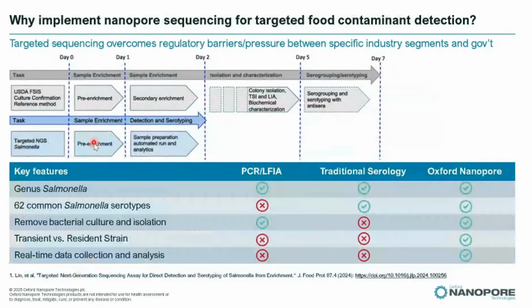So why implement nanopore sequencing for targeted food pathogen detection? So these are some of the advantages of it. Basically, we can accurately determine the identity, and we are able to separate the Salmonella serotypes very well, and we do not need to perform some removal and isolation steps like the bacterial culture and all that. And the entire workflow is very short, and we produce real-time sequenceable data.